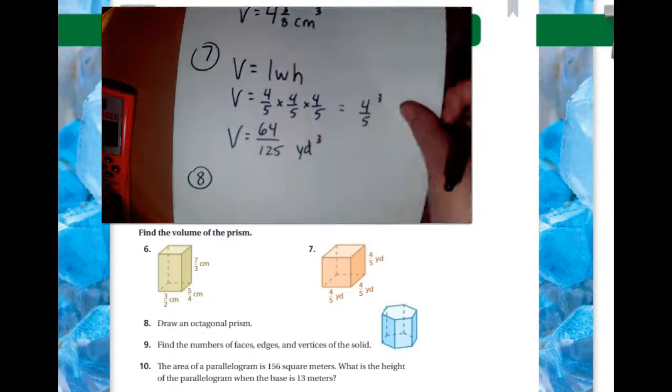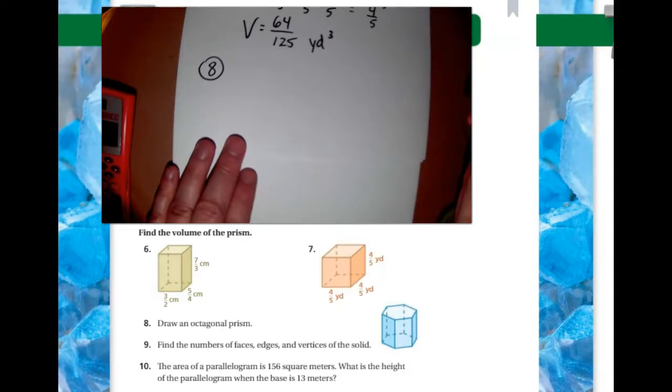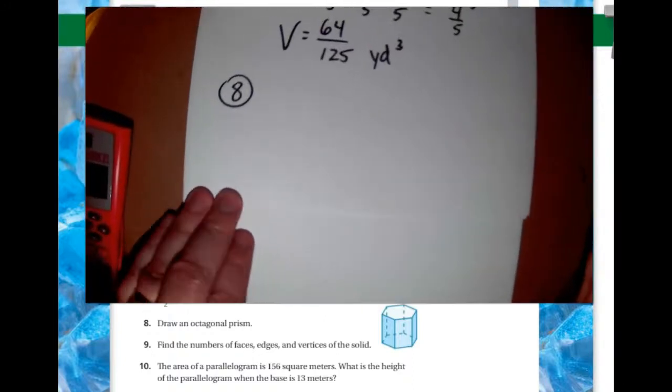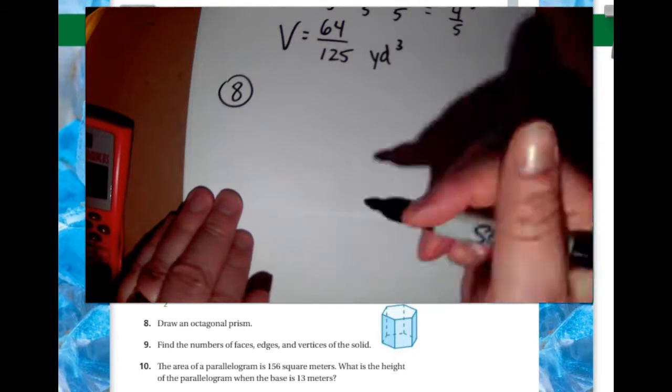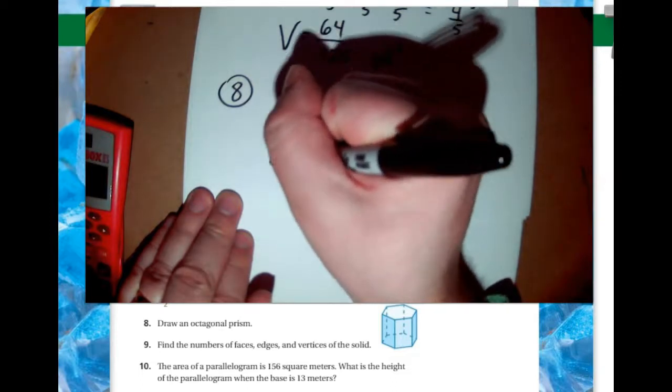Number 8 says, draw an octagonal prism. I almost said a rectangular prism. An octagonal prism. So remember when we were drawing these out, we always start with the name of the prism. The octagonal prism starts with an octagon. So I'm going to draw out an octagon, which is an 8-sided shape. Think of a stop sign.